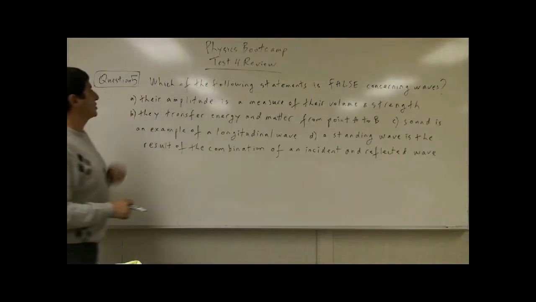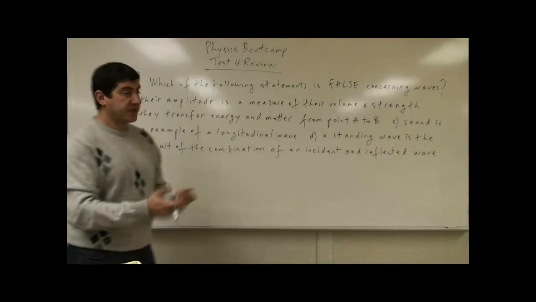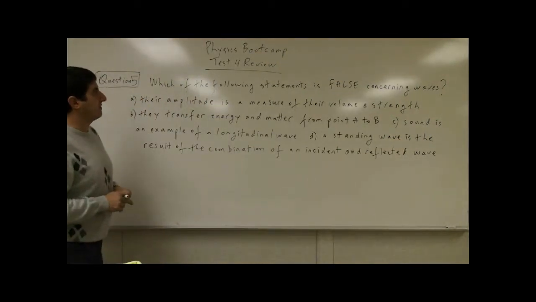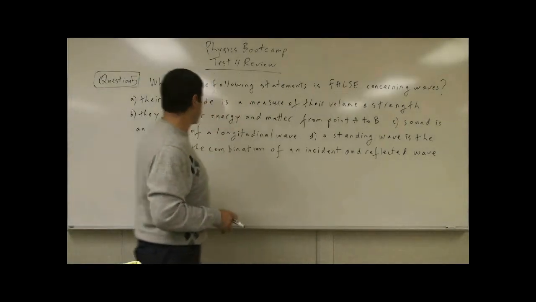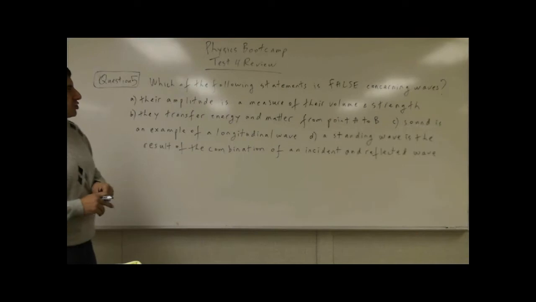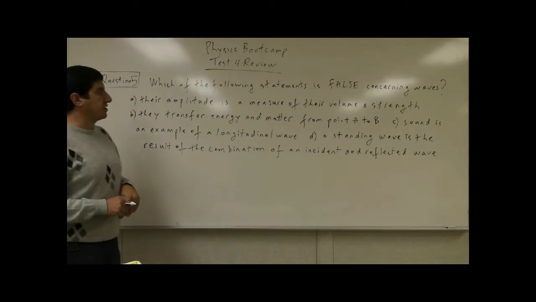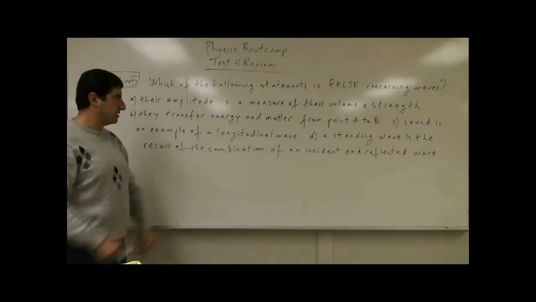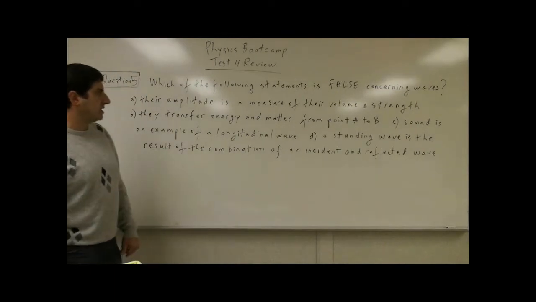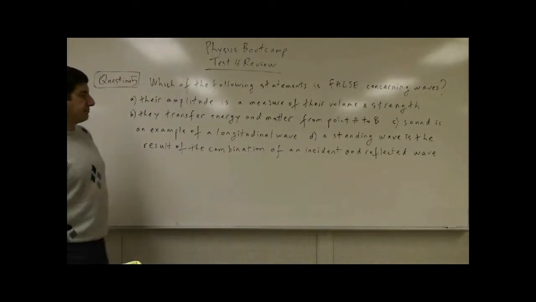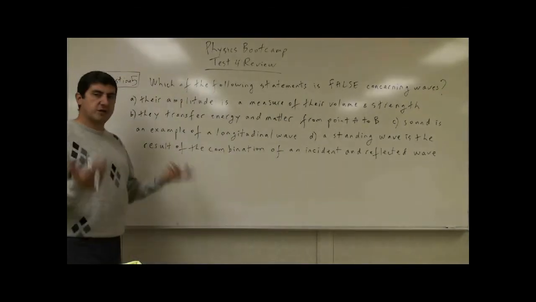Question 5 again is a type of question where it asks you some things and then it says, which one of the following statements is false concerning waves. So this time we have to pick the false one. A, their amplitude is a measure of their volume and strength. B, they transfer energy and matter from point A to point B. C, sound is an example of a longitudinal wave. D, a standing wave is the result of the combination of an incident and reflected wave. Okay, so which of the following is false?